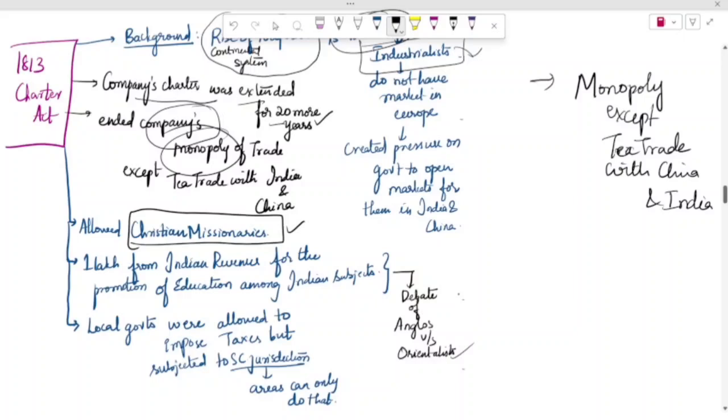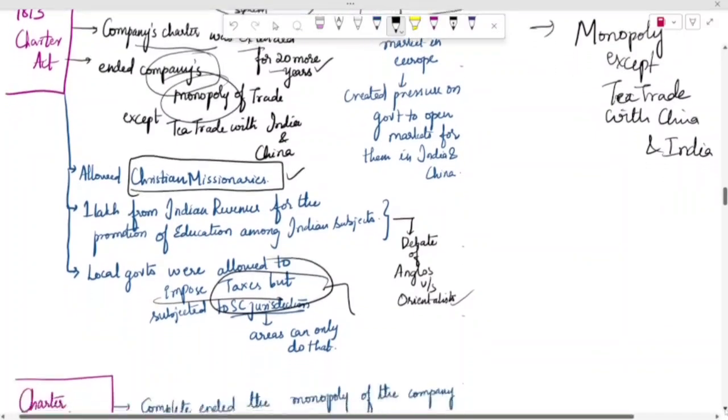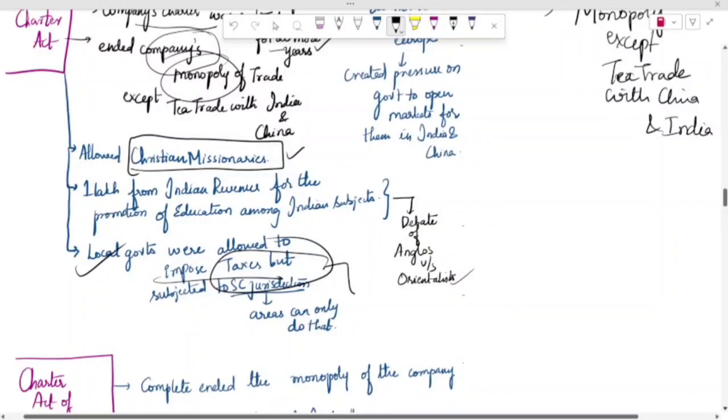Then local governments were allowed to impose taxes, but only those local governments which were under Supreme Court jurisdiction were allowed to impose taxes. So you should remember that local governments are allowed to impose taxes, but those local governments should be under Supreme Court jurisdiction to impose taxes.